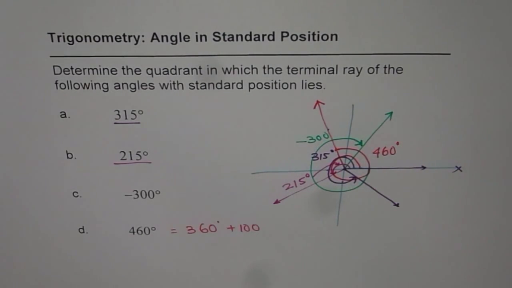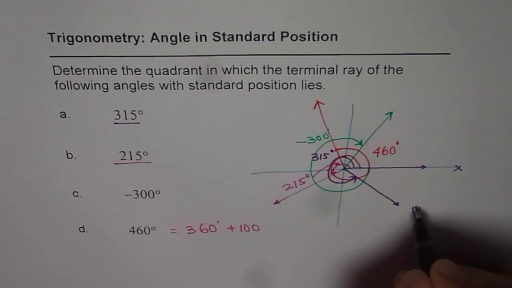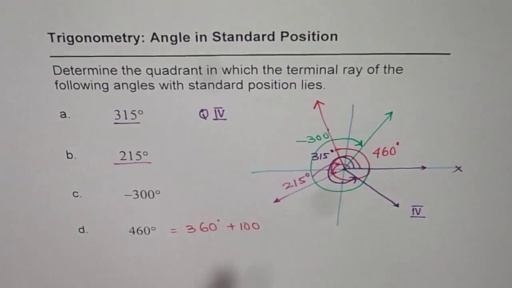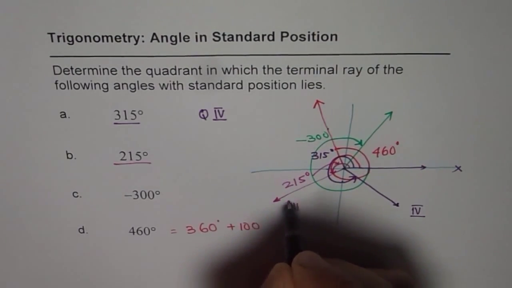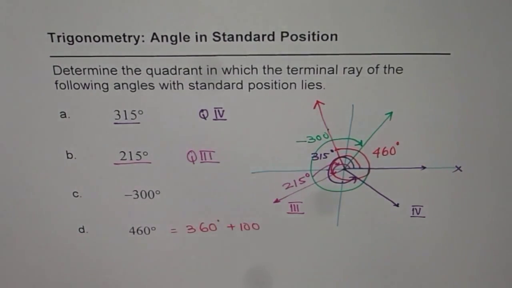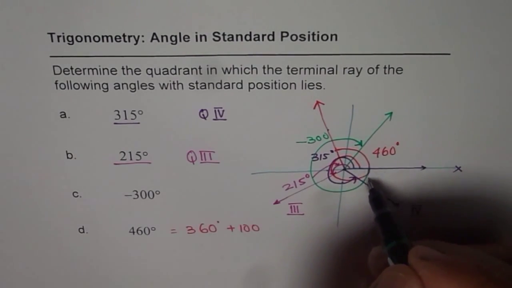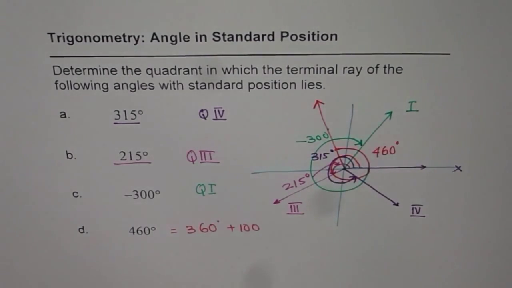Now let's start writing down our quadrants. So the first one, 315, lies in quadrant 4, correct? So it's quadrant 4 for the first one. The second one is 215 degrees, lies in quadrant 3, right? So it's quadrant 3 for the second one. For the third one, minus 300 degrees is in quadrant 1, right? Minus means going clockwise. So it's quadrant 1. That's quadrant 1 for us. And the last one, 460 degrees, is in quadrant 2.